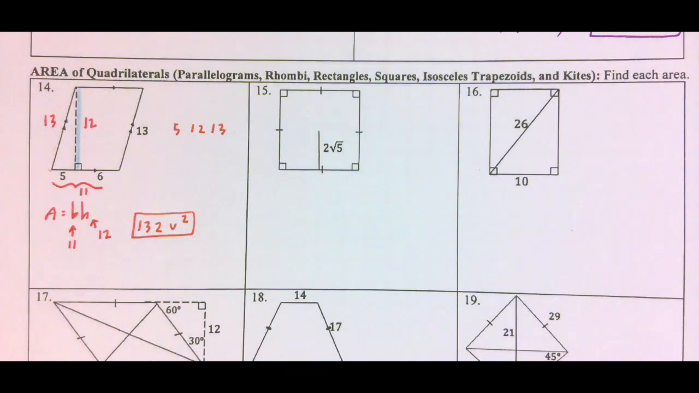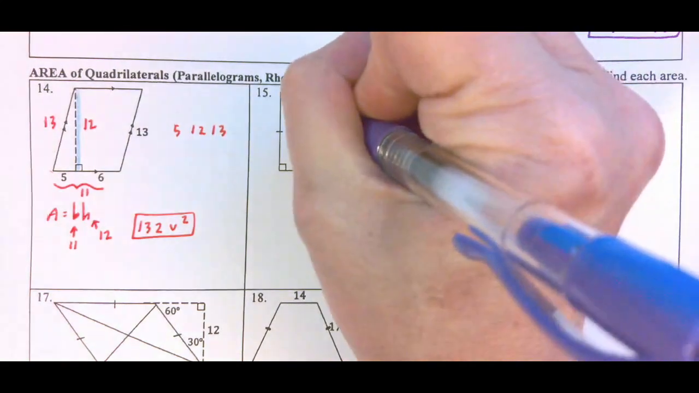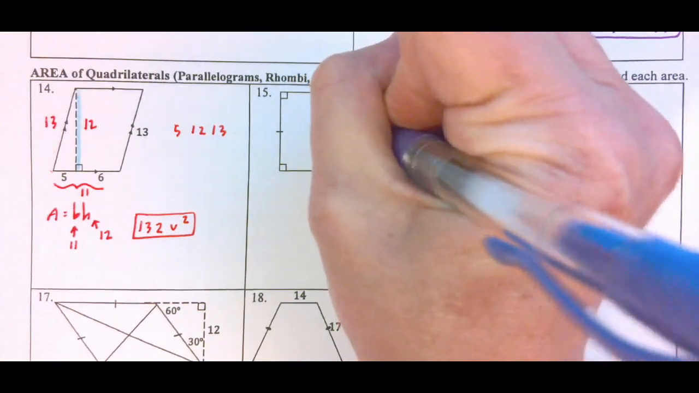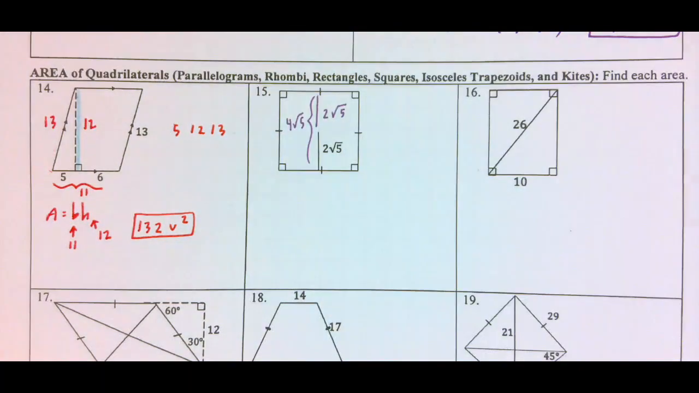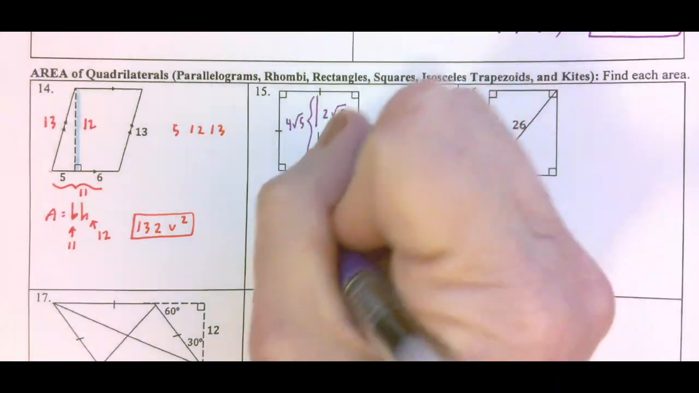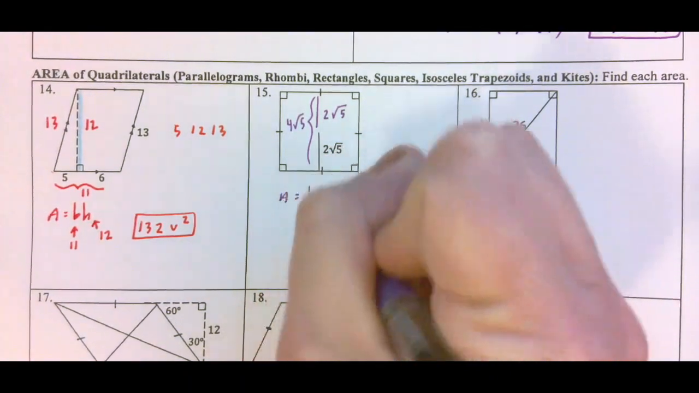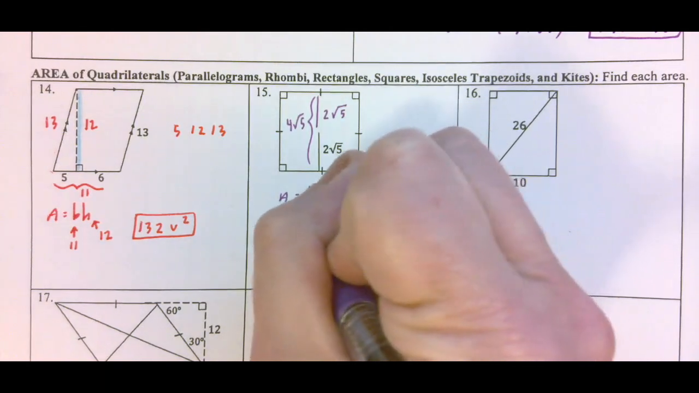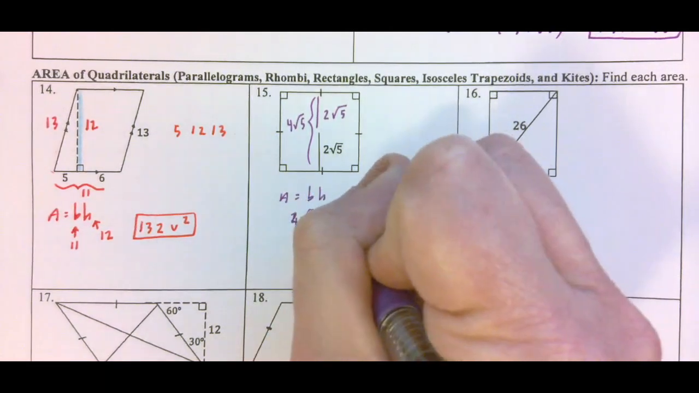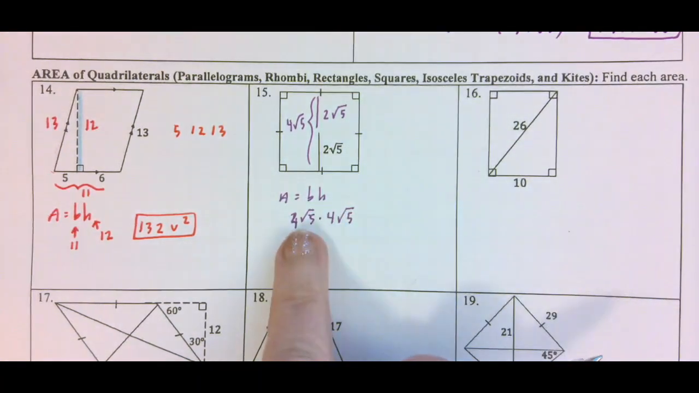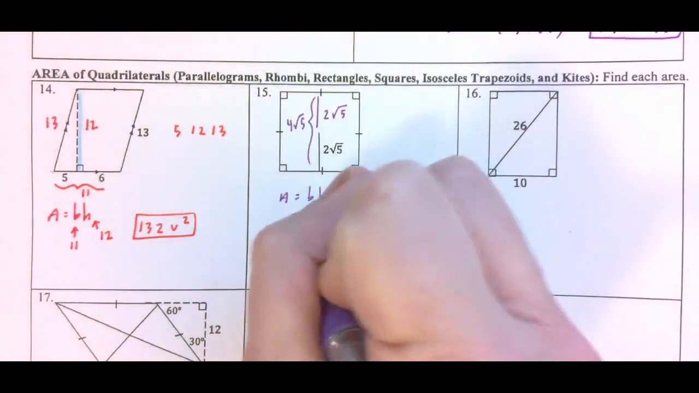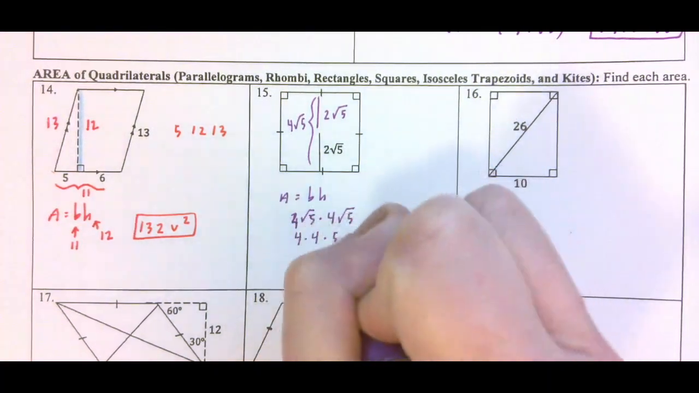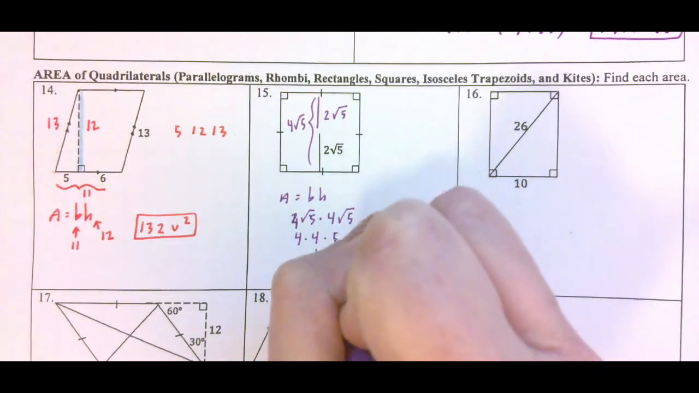Okay, next I see another square, but this time I'm giving you the apothem. So here I'd probably just draw in another apothem, make that 2 root 5. So each side must then be 4 root 5. My base and my height must be 4 root 5. So I would just do base times height here. So 4 root 5 times 4 root 5. Okay, so base and height both 4 root 5. 4 root 5 times 4 root 5 is like saying 4 times 4 times 5. So we get 80 square units.